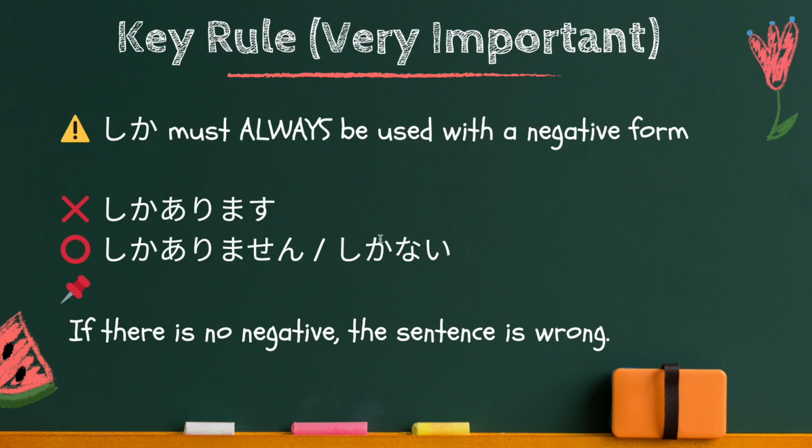Key rule: shika must always be used with a negative form. So for example, shika arimasu. This doesn't work. It has to be like this. Shika arimasen. Shika nai. Shika nai is casual. Shika arimasen. This is polite. If there is no negative, the sentence is wrong.